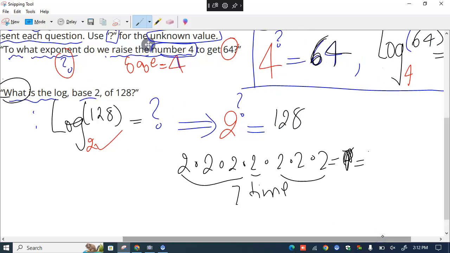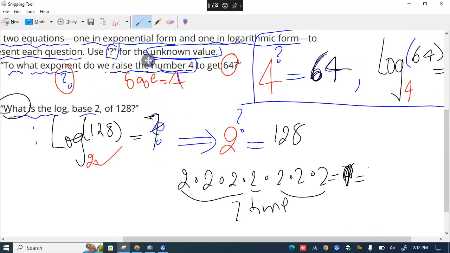In other words, this answer has to be 7. What's the function of log? What is the role log plays is that it tells you how many times you multiply this base to get to 128. So that's all the concept of log.